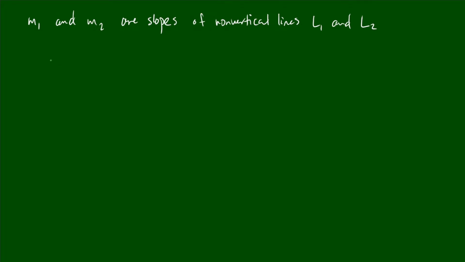All right. So what does it mean if they're parallel? Well, if they're parallel, that means that they have the exact same slope. M1 is equal to M2. Right? That is when L1 and L2 are parallel. That is the only condition, if and only if M1 equals M2.